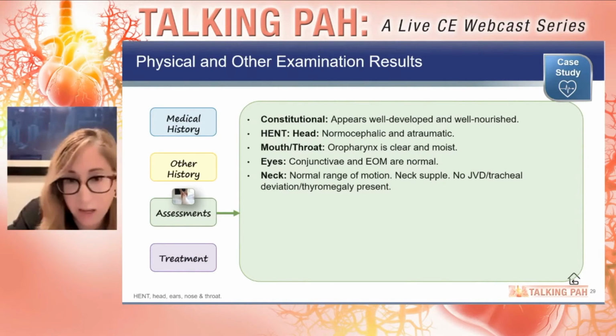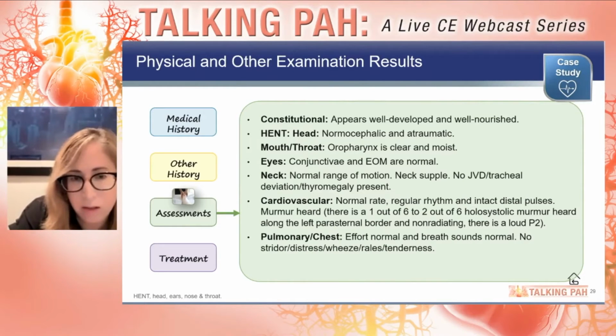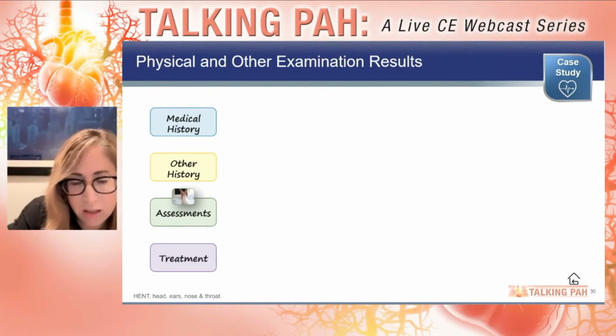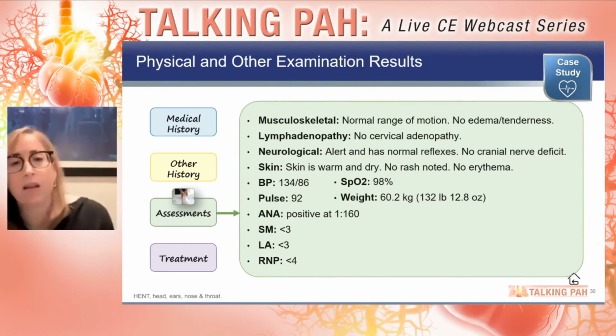She didn't have elevated neck veins, so we were looking for signs of right atrial enlargement. Her thyroid was not enlarged. She had a normal S1, S2, and she had a 1 out of 6 to a 2 out of 6 holosystolic murmur heard along the left parasternal border, non-radiating, with a loud pulmonic component to the second heart sound. She had clear lungs without any dyspnea. Her abdomen was benign, and her extremities neurologically intact, skin warm and dry.